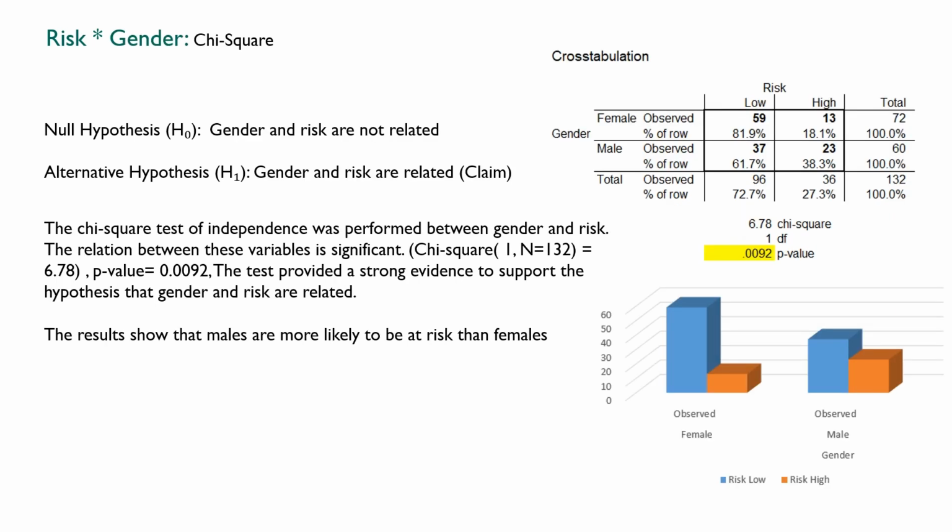Moving on to the next hypothesis, which is risk versus gender, we conducted chi-squared, and our claim was gender and risk are related. The chi-squared test of independence was performed between gender and risk. The relation between these variables is significant. The test provided strong evidence to support the hypothesis that gender and risk are related. The results show that males are more likely to be at risk than females.